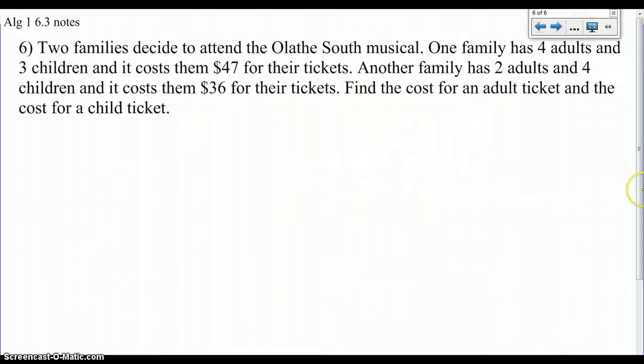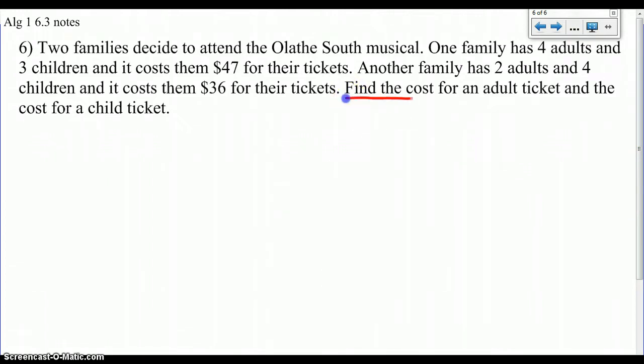All right, last one, a little application problem for you. 2 families decide to attend the Olathe South musical. One family, 4 adults and 3 children, attend. It costs them $47. Another family has 2 adults and 4 children. It costs them $36. Find the cost for an adult ticket and the cost for a child ticket.